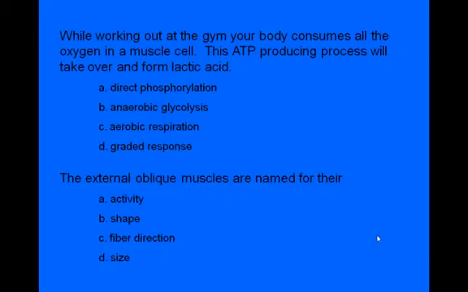Okay, a couple of little questions. While working out at the gym, your body consumes all the oxygen in a muscle cell. This ATP producing process will take over and form lactic acid. Which of the following are we talking about? Direct phosphorylation, anaerobic glycolysis, aerobic respiration, or a graded response? And the answer is B, anaerobic glycolysis. The external oblique muscles are named for their A, activity, B, shape, C, fiber direction, D, size. The answer is C, fiber direction.